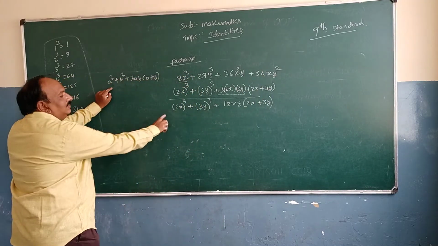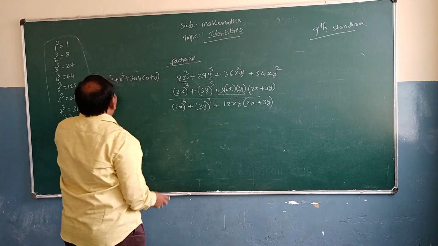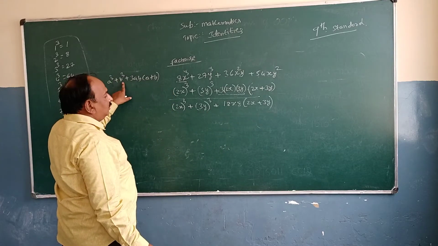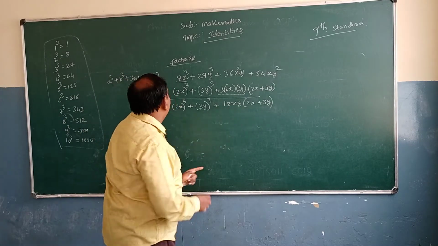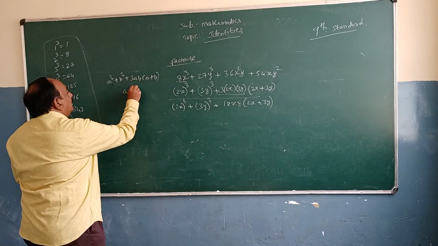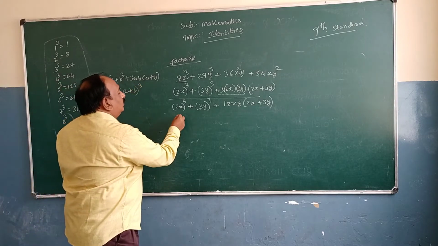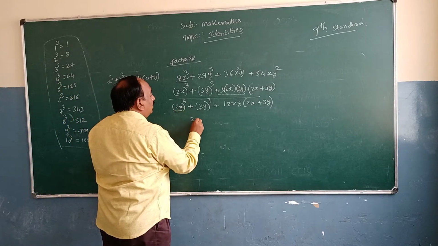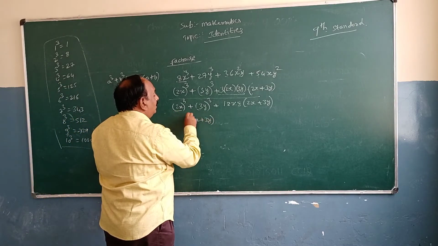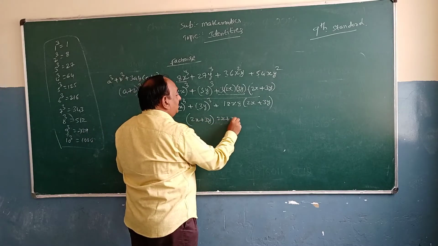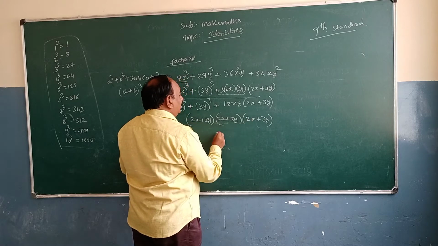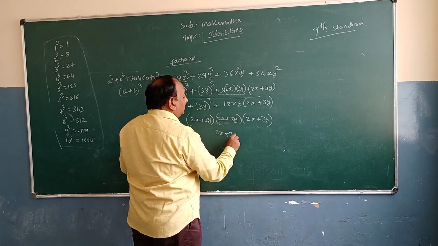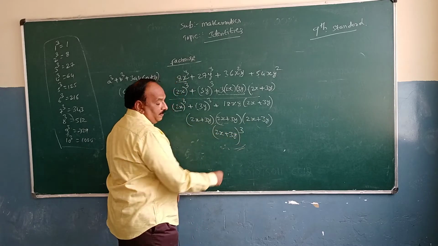So this is of the form a cube plus b cube plus 3ab into a plus b. This can be written as a plus b whole cube. So here a is 2x plus 3y into 2x plus 3y into 2x plus 3y. This can be written as 2x plus 3y whole cube.